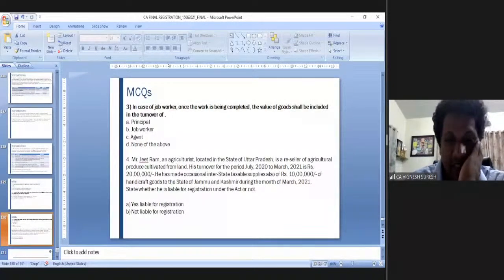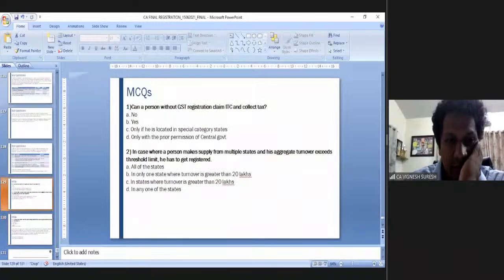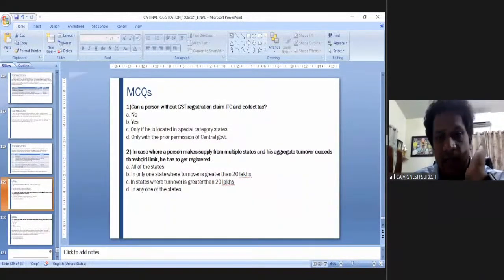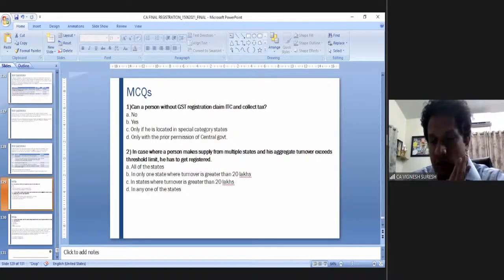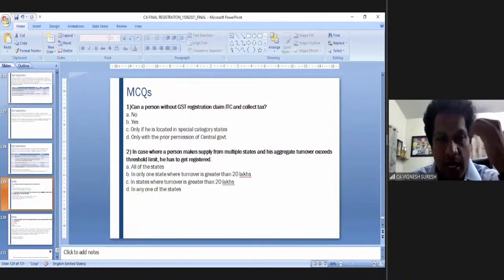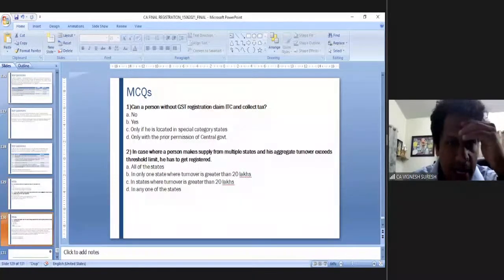For the second question here, I am getting answers saying B and C. Please don't get confused. In case he makes supplies from multiple states and his aggregate turnover exceeds the threshold limit, it is very, very simple. He has to get registered in all the states, right? Nowhere in the question he has mentioned regarding non-taxable supply or anything, there is no scope for any confusion. So straight away it is 2A is the answer for the second one.